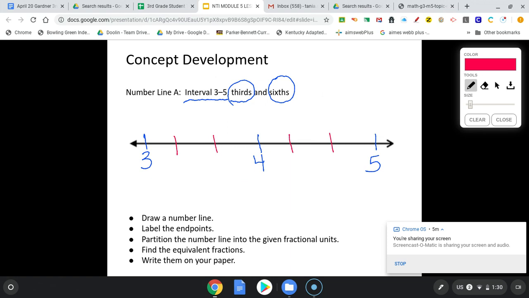So how many thirds are in 3? Very good. There are 9 thirds in 3. So then we would have 10 thirds, 11 thirds, 12 thirds, 13 thirds, 14 thirds, and 15 thirds. I know that 9 divided by 3 is 3, so that tells me that there are 9 thirds in 3 wholes.